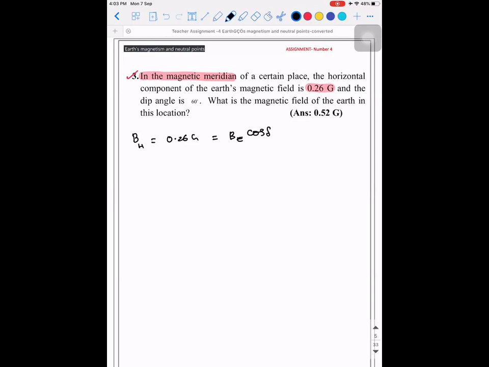What is the magnetic field of the Earth in this location? It's very simple. BE is equal to 0.26 divided by cos delta, and cos 60 is half. 2 will come this side, it will be 0.52 gauss. How much is 1 gauss? 10 power minus 4 Tesla. So depending on how they are expecting the answer, if they ask in an MCQ, they can give you this option also. So please be careful.